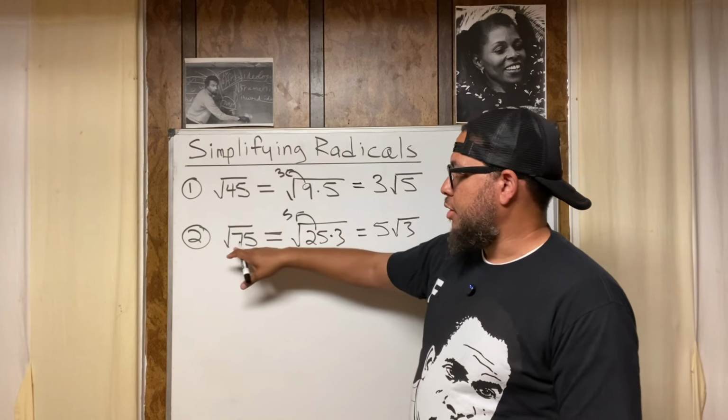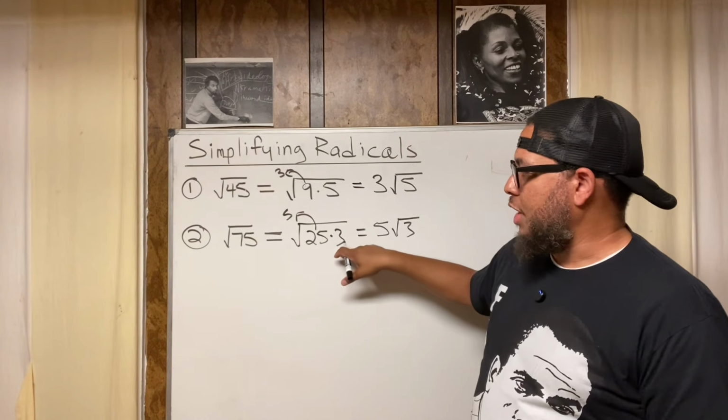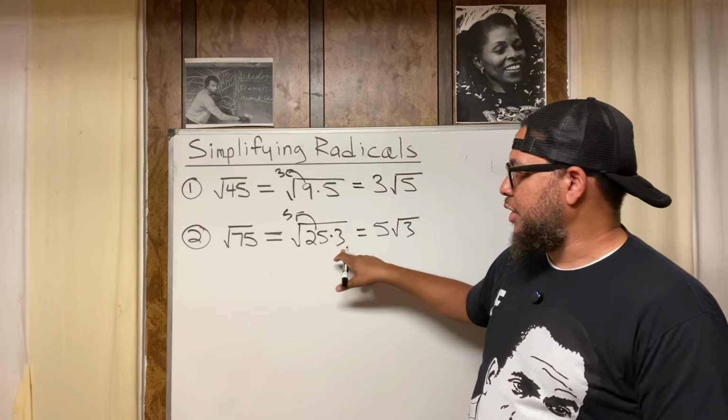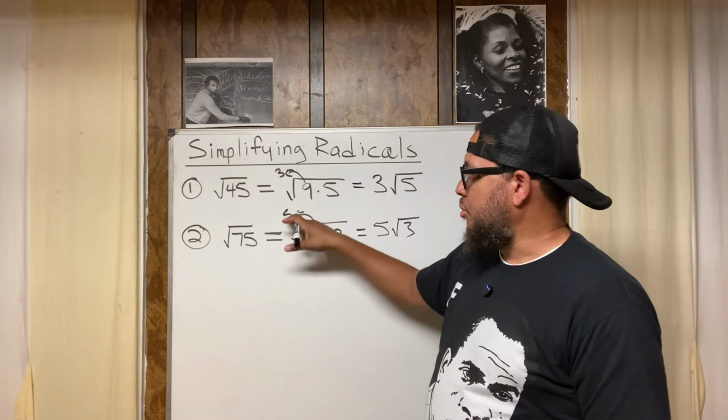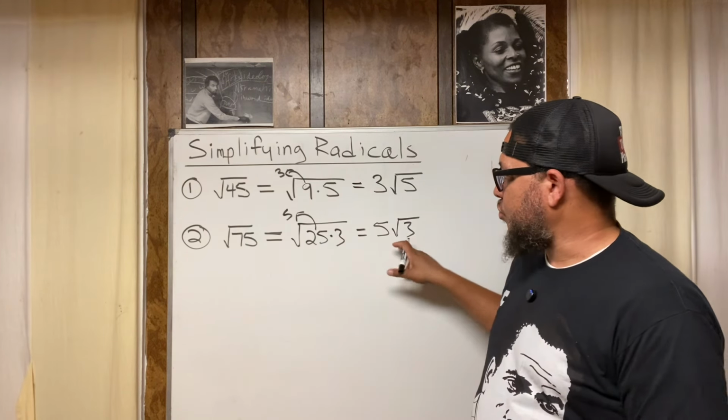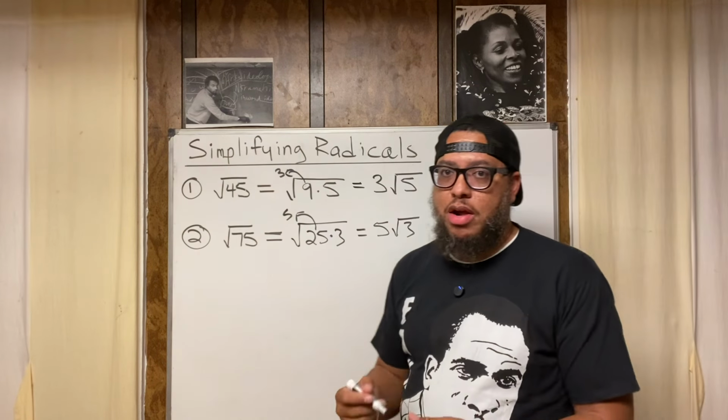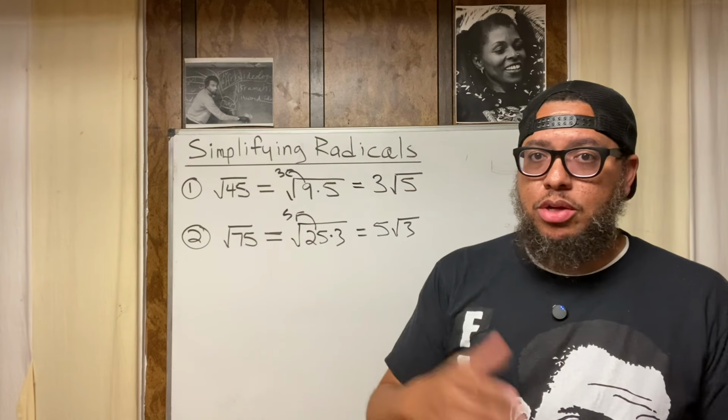All right. 75, break that down into 25 times 3. 25 is a perfect square. 3 is not. That's cool. 25 comes out, turns into a 5. You're left with 5 root 3. All right. And that's how you simplify radicals. All right. So like I said, go get some practice.